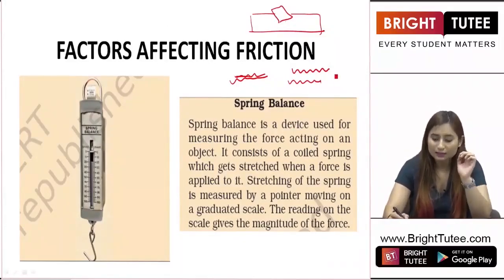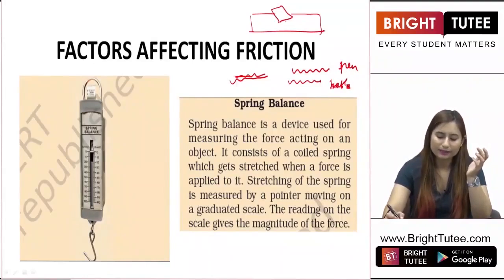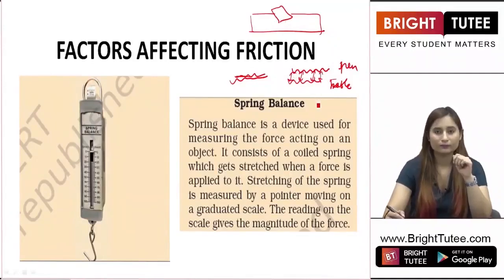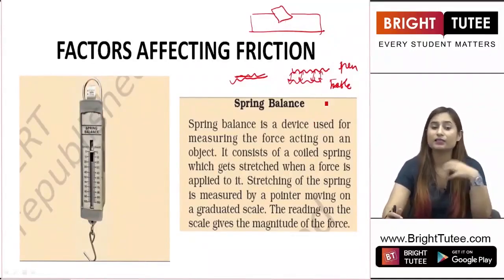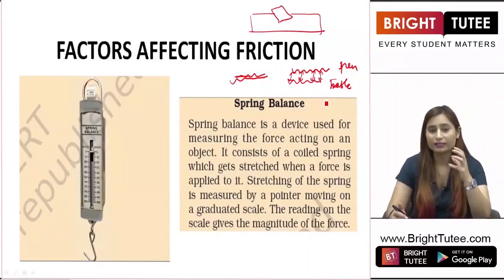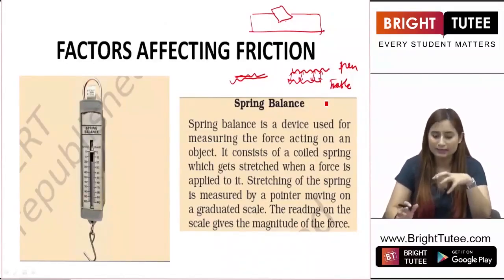So when these two layers, the pen and the table, come in contact, these surfaces lock into each other, right? And hence there is the generation of friction. So this is how friction is generated. Now let's see how there are some factors which affect friction. Before that, let us understand what a spring balance is.